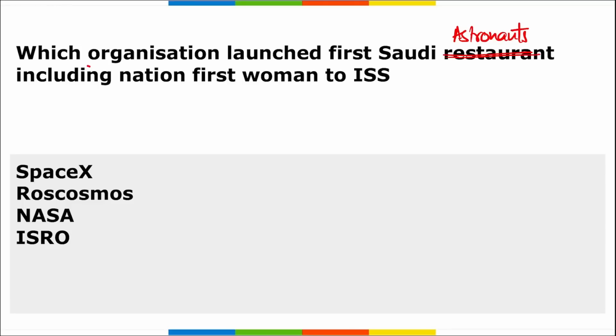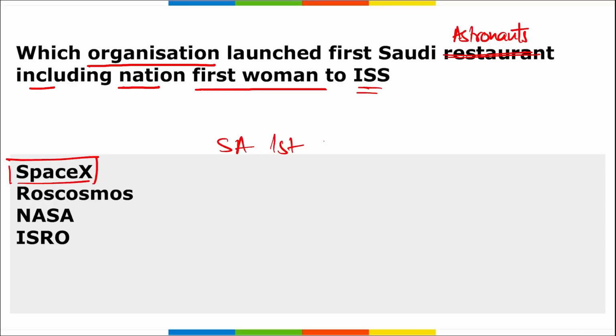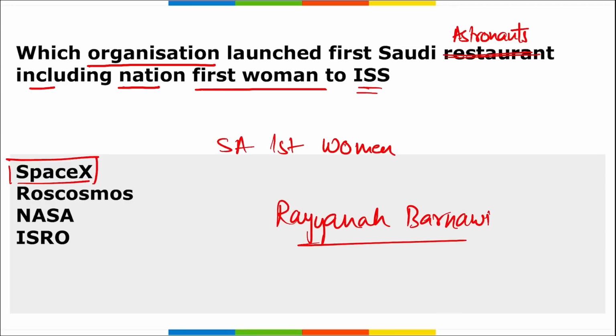Next question is, which organization launched the first Saudi astronauts, including the nation's first woman, to ISS? So remember, it is your SpaceX. SpaceX launched the first Saudi astronauts, including Saudi Arabia's first woman astronaut to ISS. Saudi Arabia's first woman astronaut was named Rayyanah Barnawi. Let me show you.